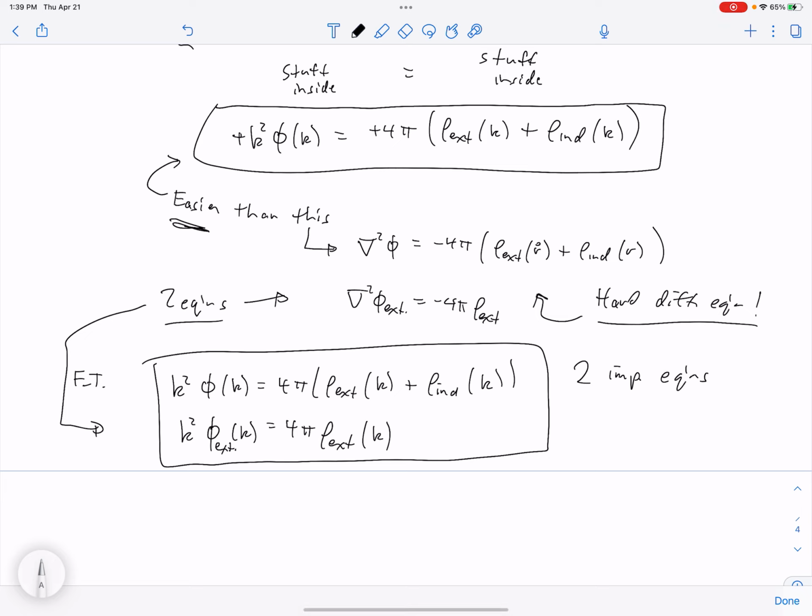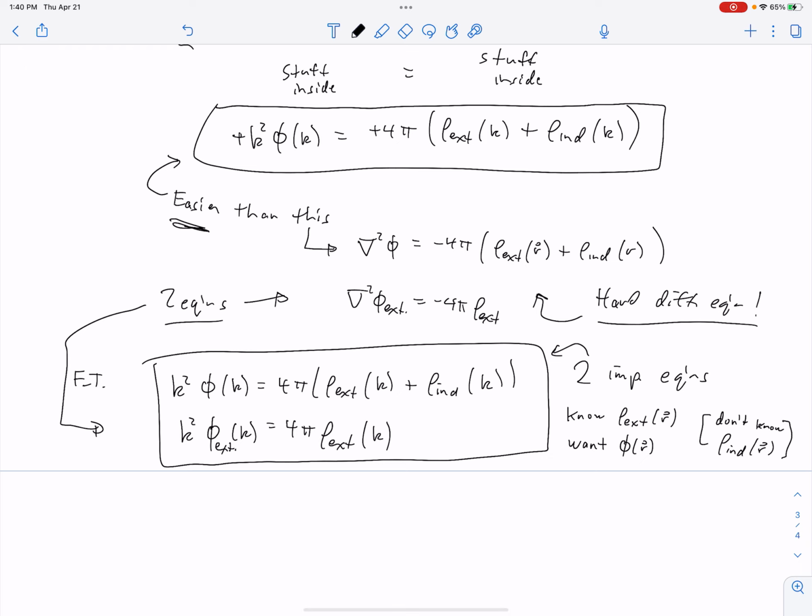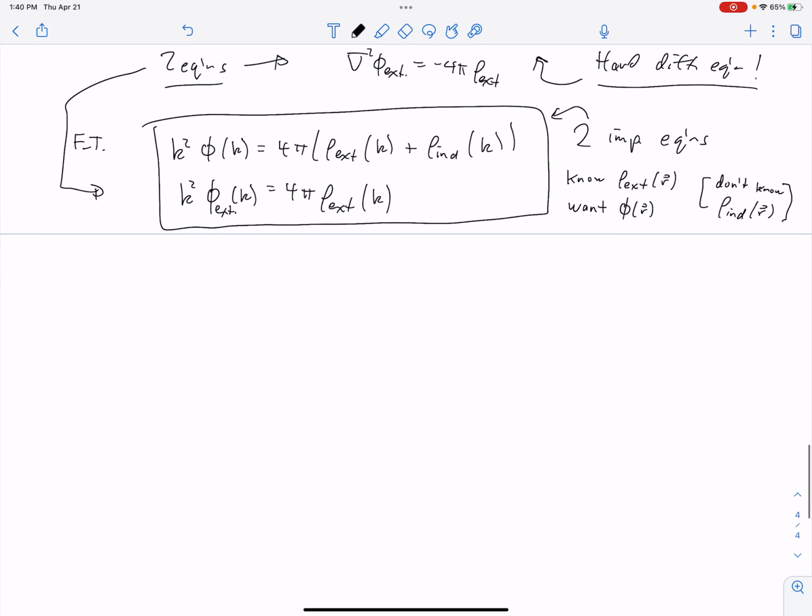It's easy to get lost in all these little things because we have the external and the total and the induced and so on. But just remember that we know rho external and we want phi of r. In the end, that's what we want. We know that, we want that, and we don't know the induced charge. So the induced charge is sort of an intermediary step that we have to deal with to get what we want. All right, so that's sort of the setup.